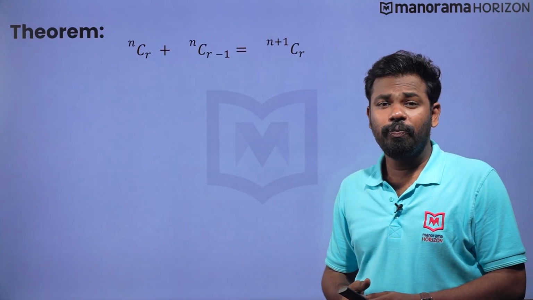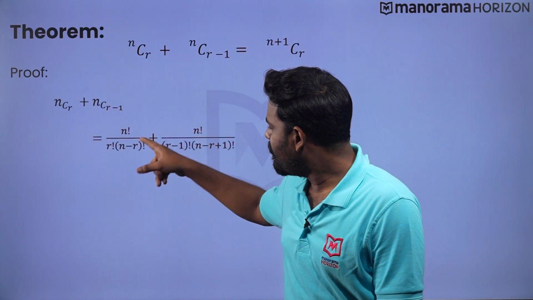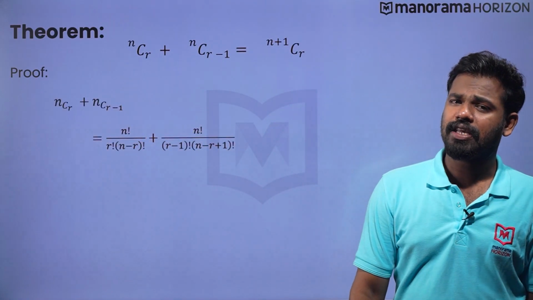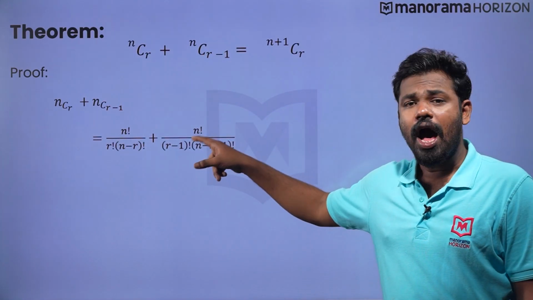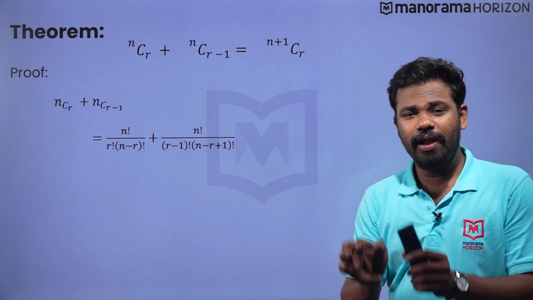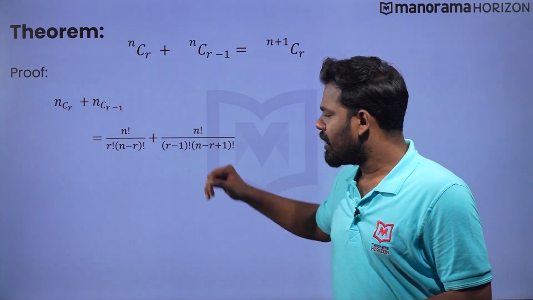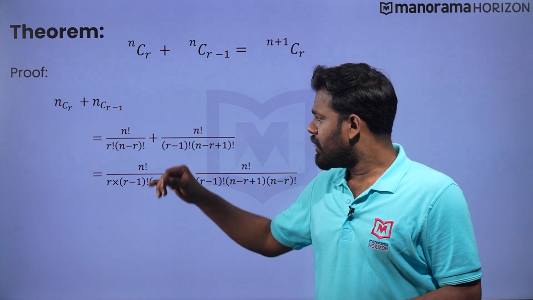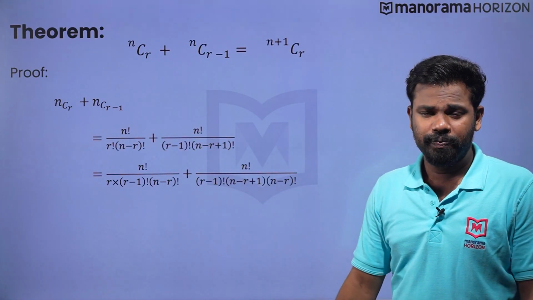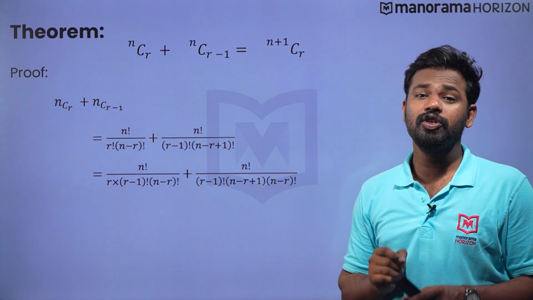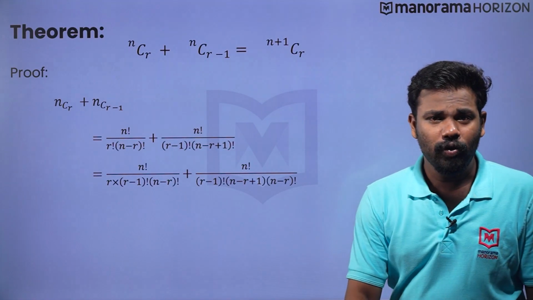So if I have to find the proof for this, and if I take the LHS, that is NCR will be equal to N factorial by R factorial into N minus R the whole factorial, plus NCR minus 1 will be N factorial by R minus 1 the whole factorial into N minus R plus 1 the whole factorial. So I wrote these two as sums over here. Now when you look at the numerator, I have N factorial common, but there is nothing common in the denominator. So what I have to do is I have to apply the properties of factorials. So this R factorial can be written as R into R minus 1 the whole factorial.